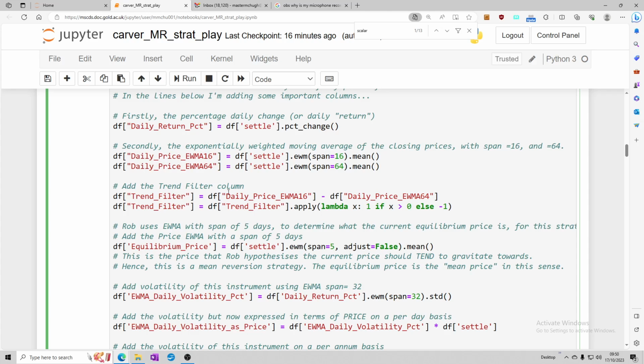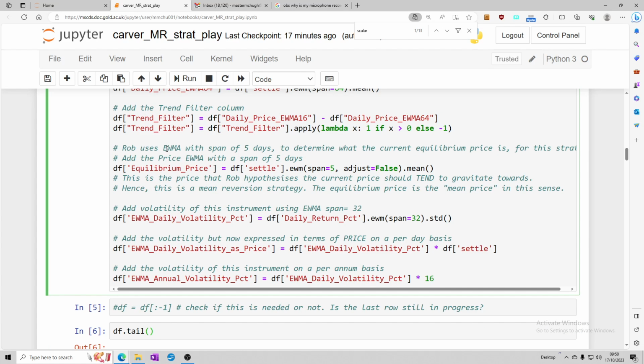I'm adding a trend filter column. Firstly, I calculate the difference in the fast and the slow moving average. And then if the fast moving average is higher than the slow, then the resulting figure will obviously be greater than 0. And if the inverse is true, then it'll be less than 0. If it is greater than 0, then I want this column, trend filter, just simply to have a value of 1. If it's a negative difference, then make the value of trend filter -1. In other words, if we're in an uptrend, the value is 1. If we are in a downtrend, the value is -1.